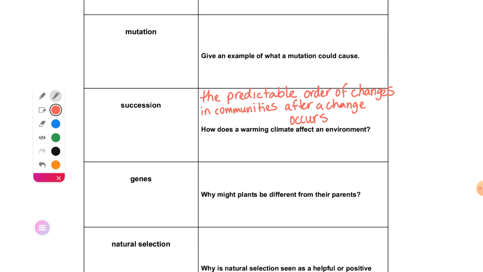People might start to sweat more. Okay, let's talk more about the living things that live there besides humans. Let's focus on the environment outside of the human environment, the plants and animals. How can a warming climate affect the plants and animals in an environment? Carter?